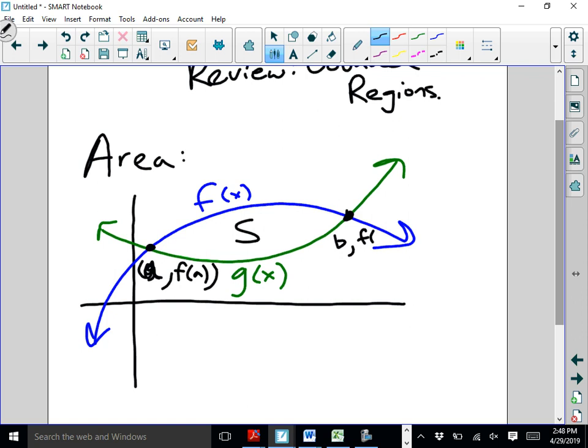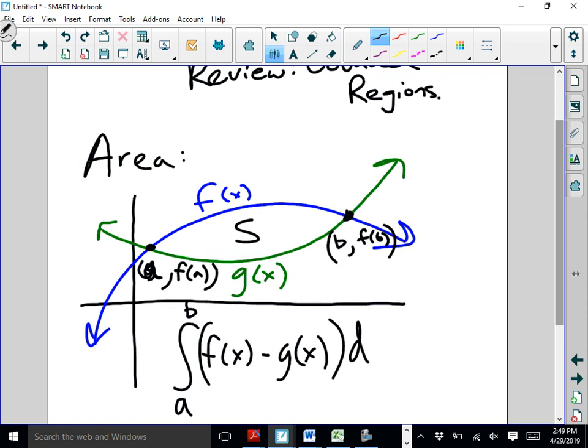To find the area of S, then we just integrate from the left x value of a to the right x value of b, of top function minus bottom function dx. So to find the area, we can do the integral from left to right of top function minus bottom function. Also, that's usually all you have to do for area.